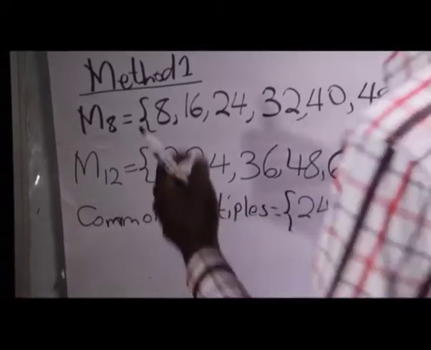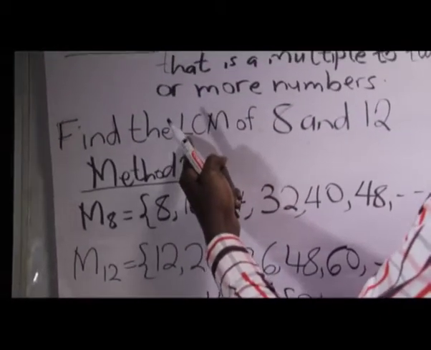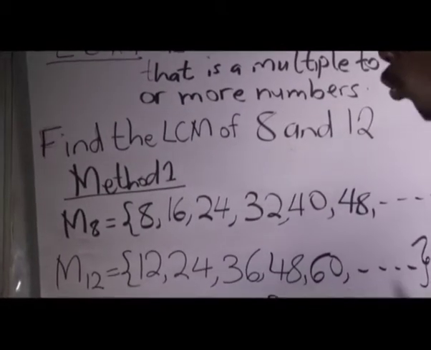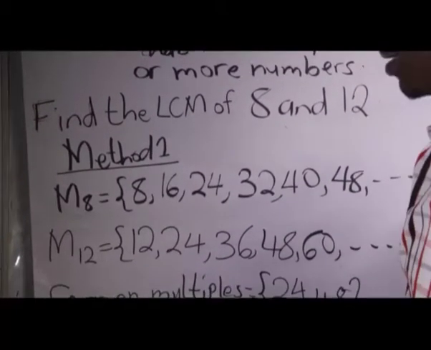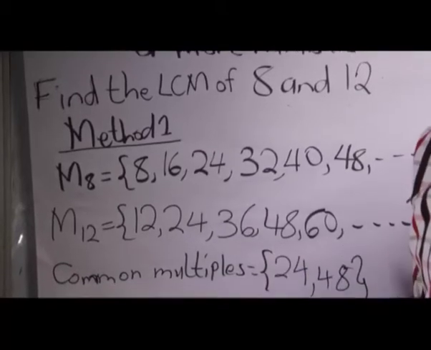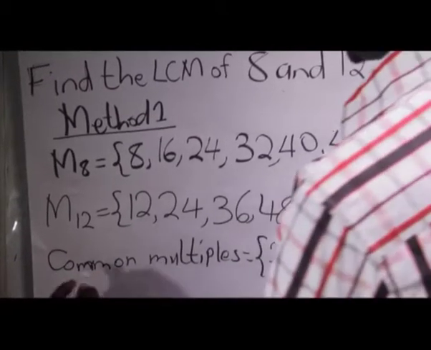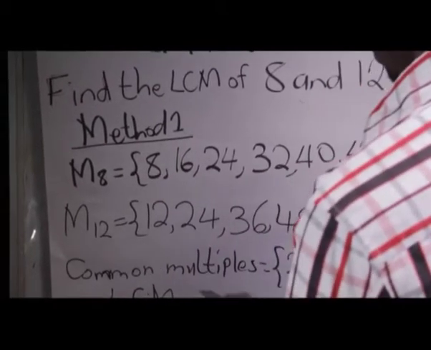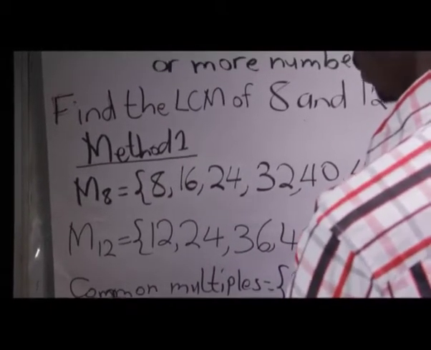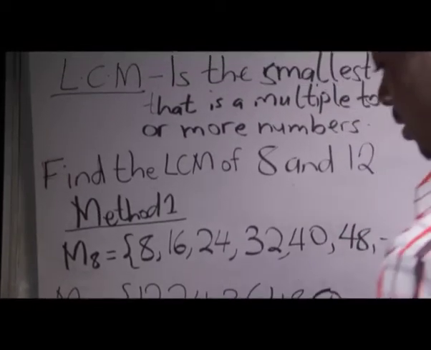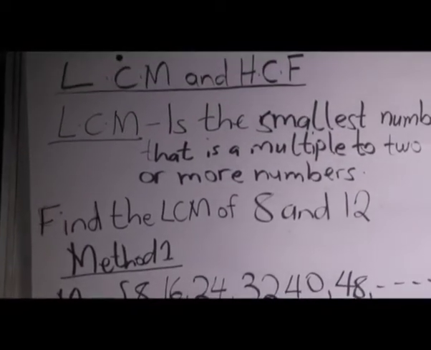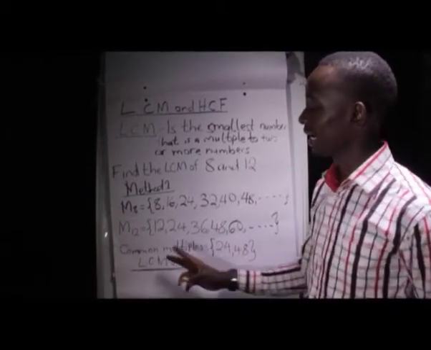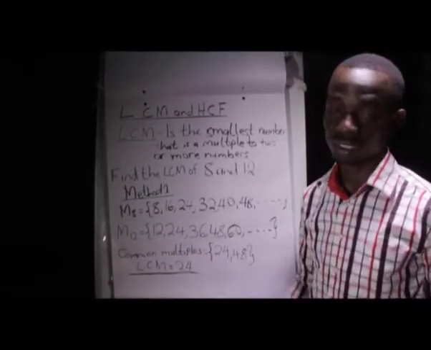That is what we mean by the LCM, in other words, the lowest common multiple. So between 24 and 48, which is smaller than the other? The answer is 24 is smaller than 48. So finally my LCM is going to be 24. And that is method 1. We say we first list the multiples, look for the common multiples, and then identify the smallest multiple.